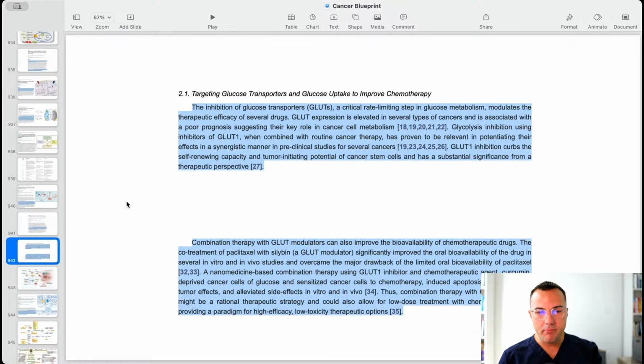A nanomedicine-based combination using GLUT1 inhibitor and chemotherapeutic agent curcumin deprived cancer cells of glucose and sensitized cancer cells to chemotherapy, induced apoptosis, programmed cell death, improved anti-tumor effects, and alleviated side effects in vitro and in vivo. Thus, combination therapy with GLUT1 inhibitors may be a rational therapeutic strategy, and could allow for low-dose treatment with chemotherapeutic drugs, providing a paradigm for high efficacy, low toxicity therapeutic options. I mean, if that isn't pretty exciting, I don't know what is, right?